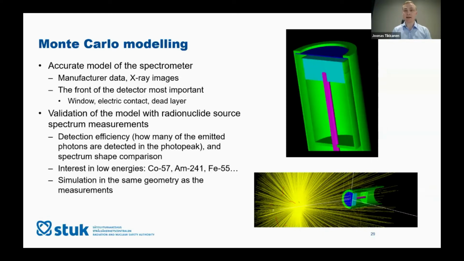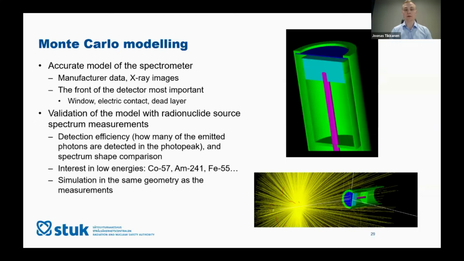So check that it's realistic, so to speak. So for this, we can again use radiant sources with calibrated activity. And what we can compare then is we can, in the same geometry, make a simulation of the same source that we measured and compare the detection efficiency. So how many of the emitted photons we are detecting in the photopeak of the spectrum. And also we can compare the spectrum shape.